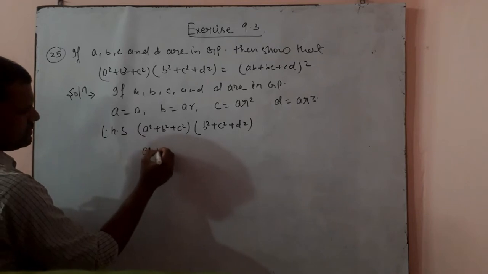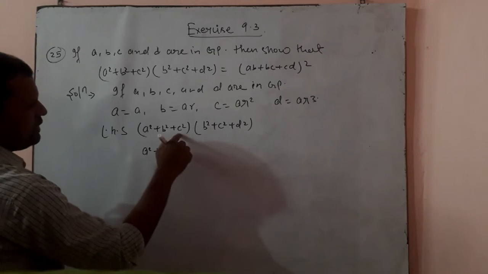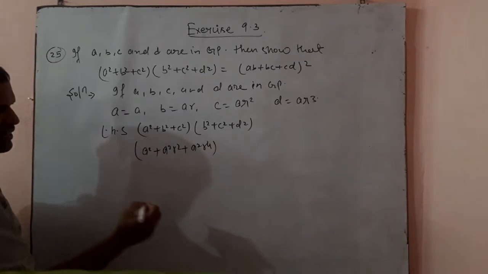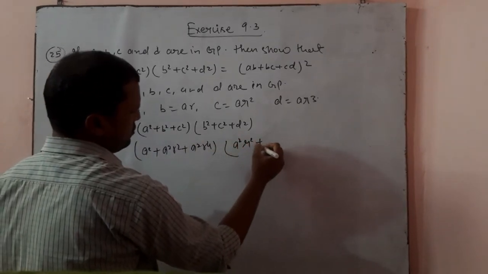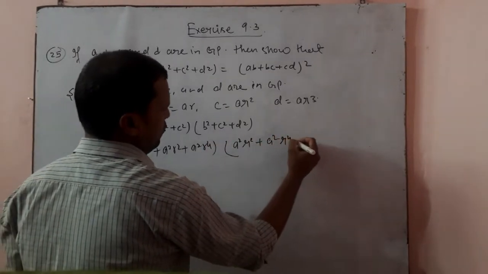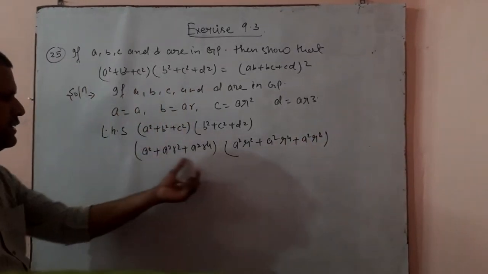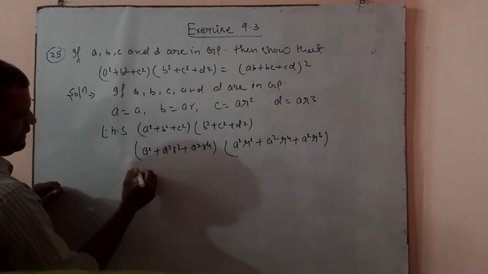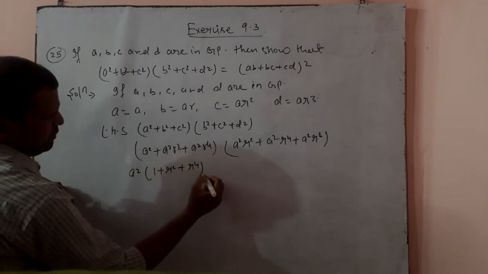A square as it is, at the place of B, AR, so we can write A square R square. C square means A square R to the power 4. This is in first bracket. Now in second bracket, A square R square plus A square R to the power 4 plus A square R to the power 6. Is anything common here? A square in all. So take A square as a common: 1 plus R square plus R to the power 4.